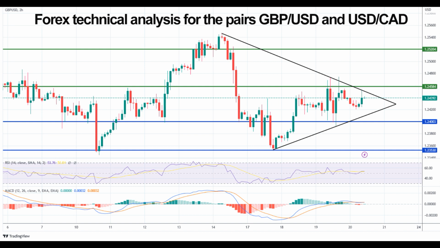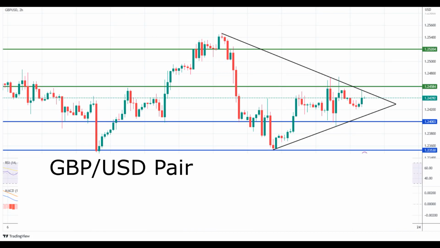Forex technical analysis for the pairs British pound US dollar and US dollar Canadian dollar. Analysis for British pound US dollar.